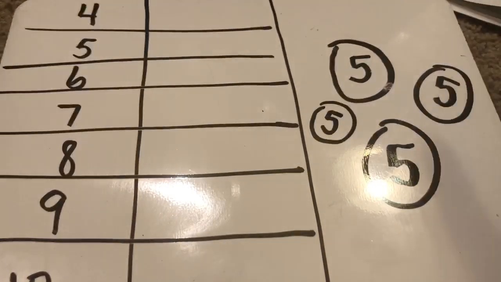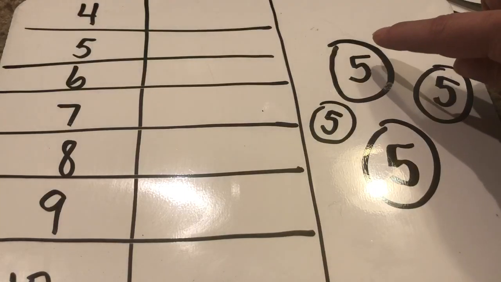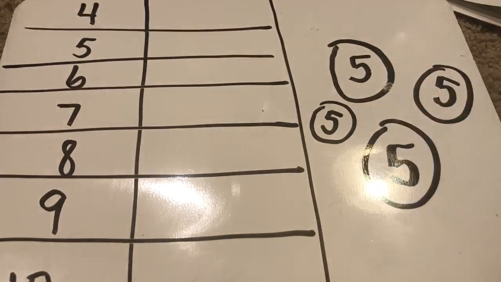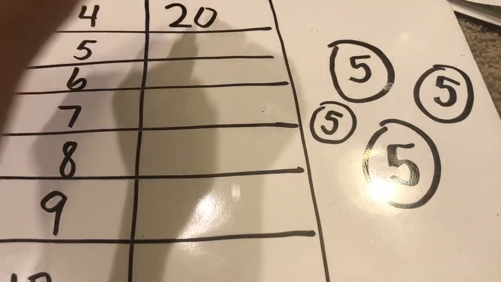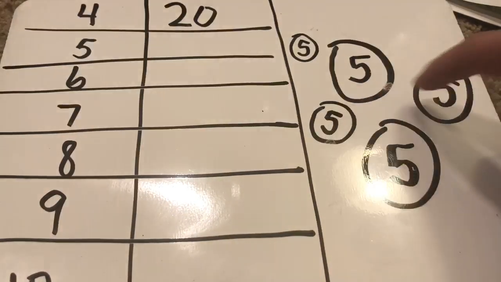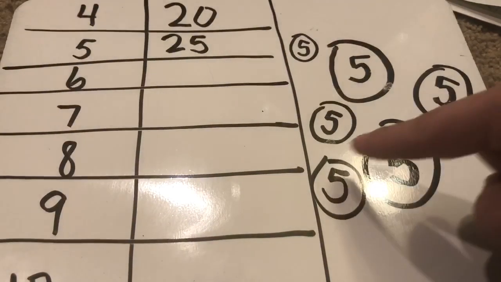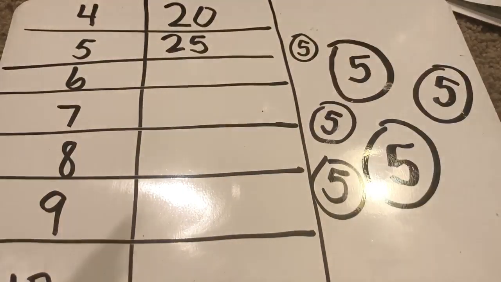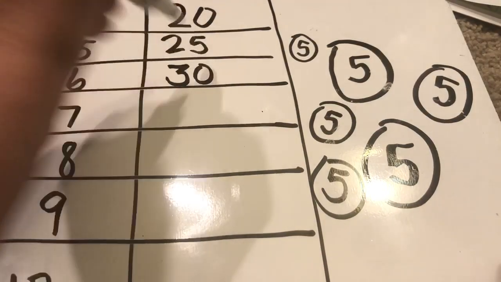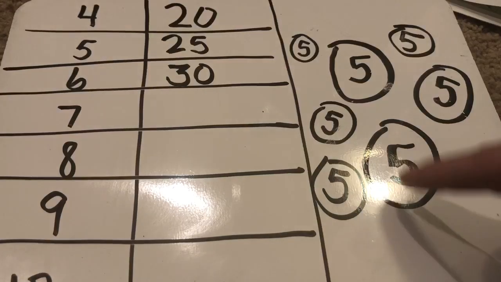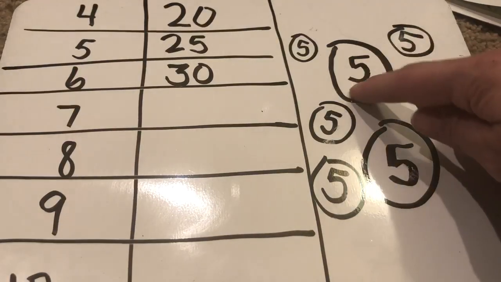So now if I do a 4th chore, I have 1 chore, 2 chores, 3 chores, 4 chores, and I'm getting $5 for each of these chores. 5, 10, 15, 20. So for 4 chores, I'm going to get $20. If I add another 5th chore for $5 more, 5, 10, 15, 20, 25. I'm getting 25. Let's add a 6th chore, 5, 10, 15, 20, 25, 30. So for 6 chores, she'll have earned $30. Now we're going to add a 7th chore, 5, 10, 15, 20, 25, 30, 35.